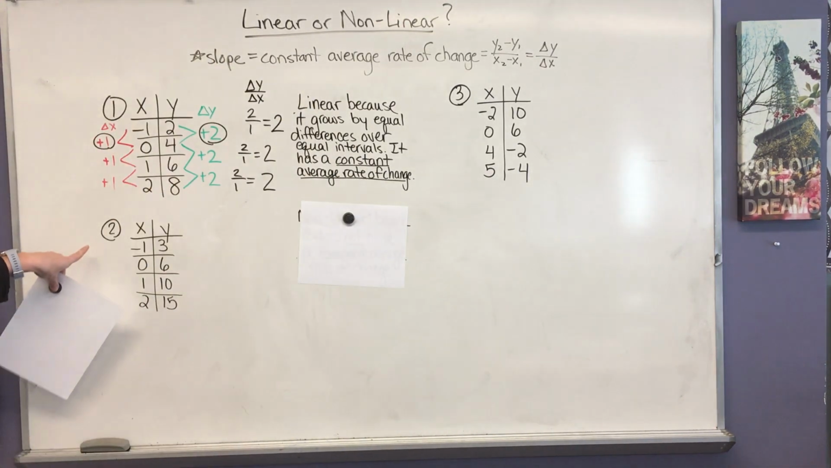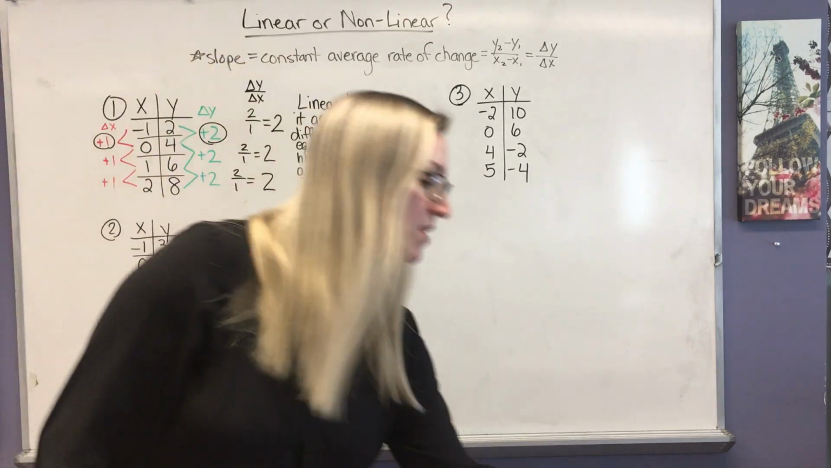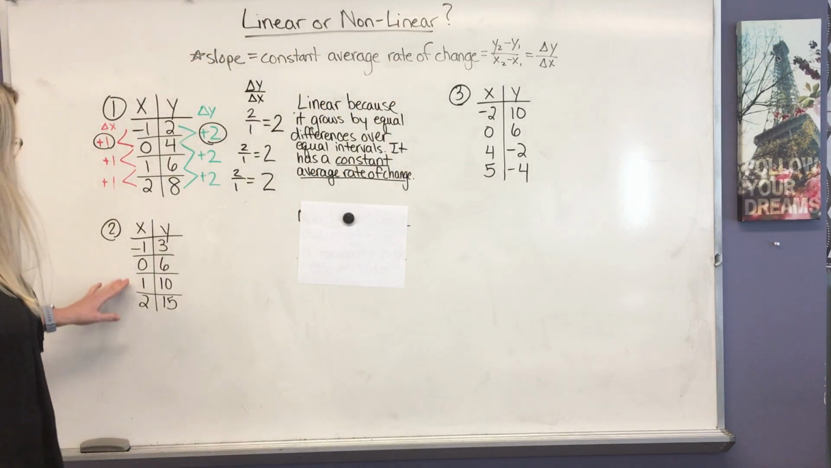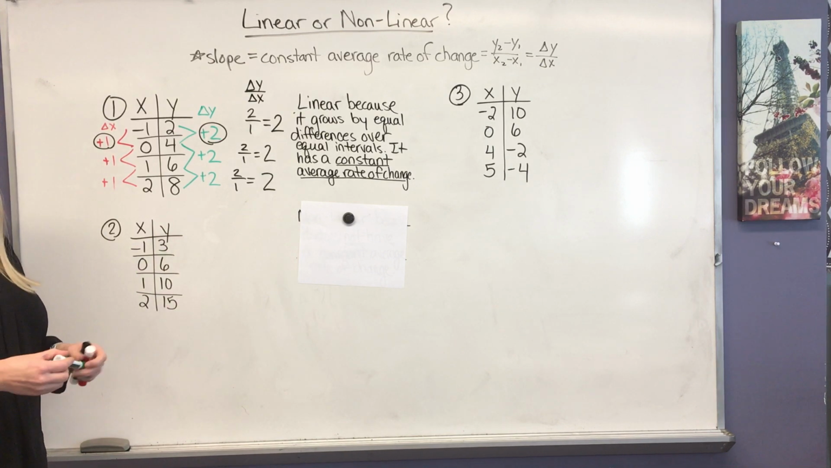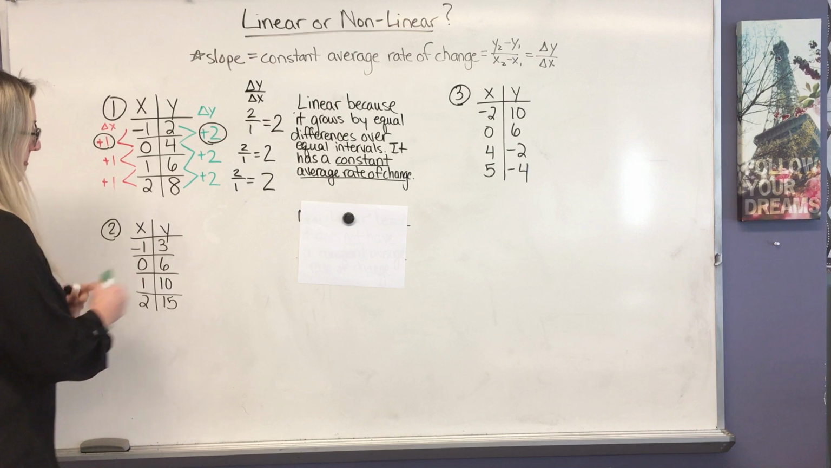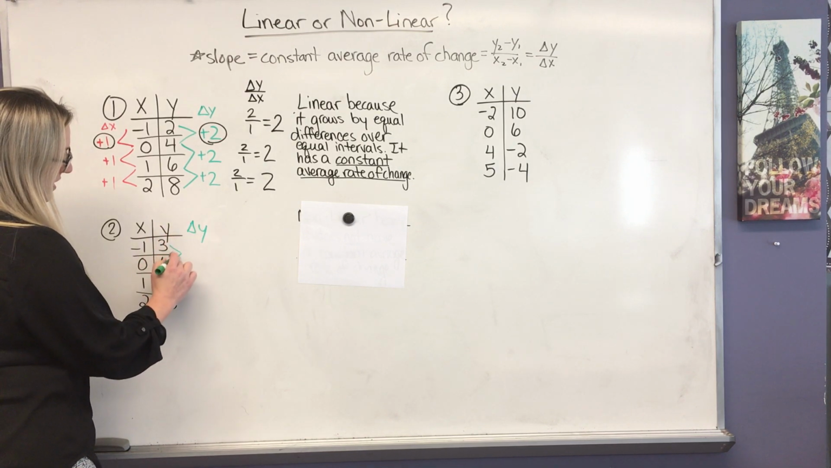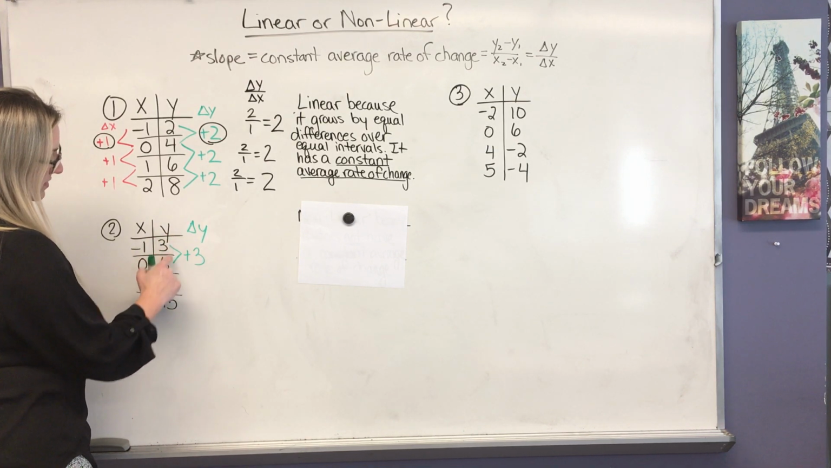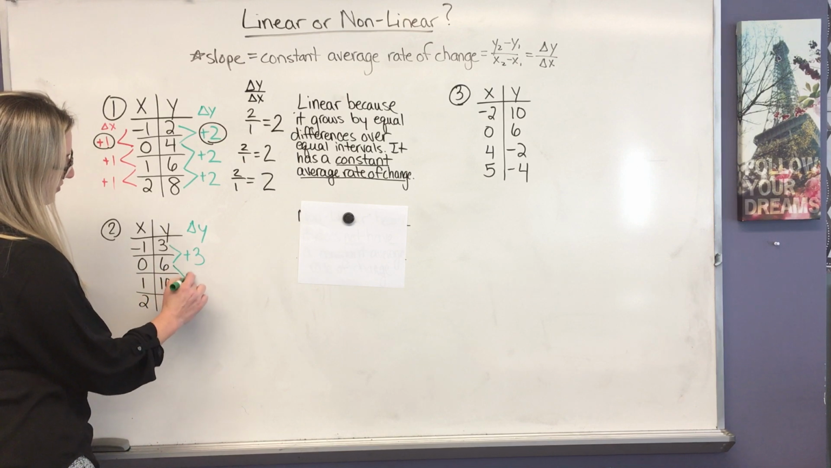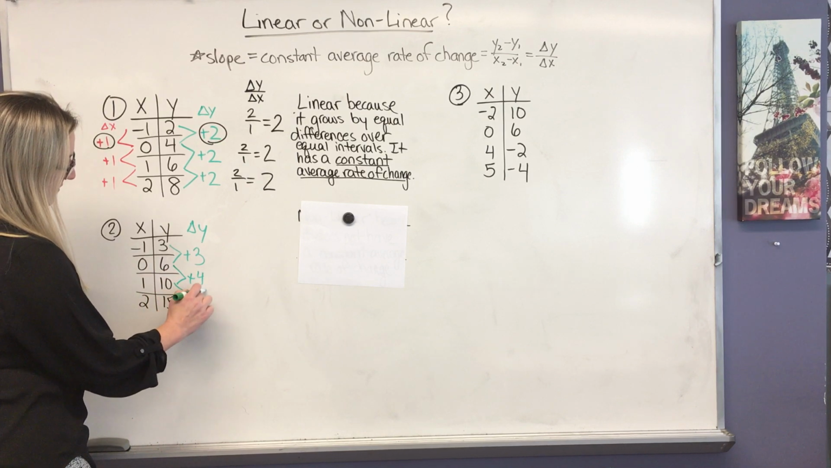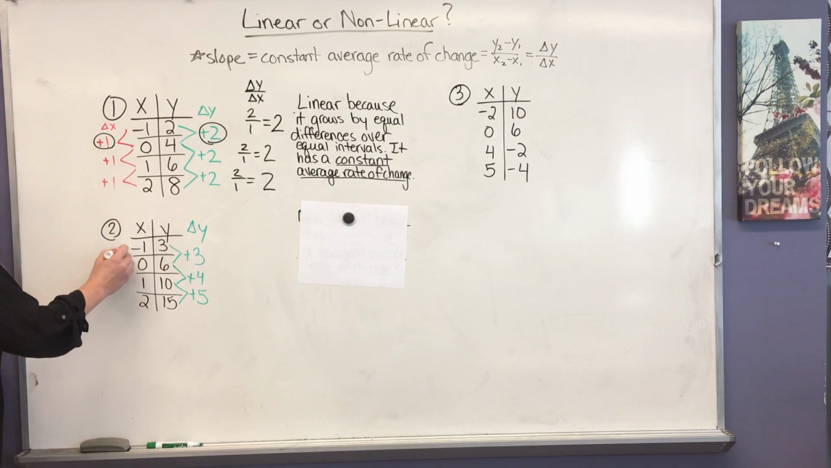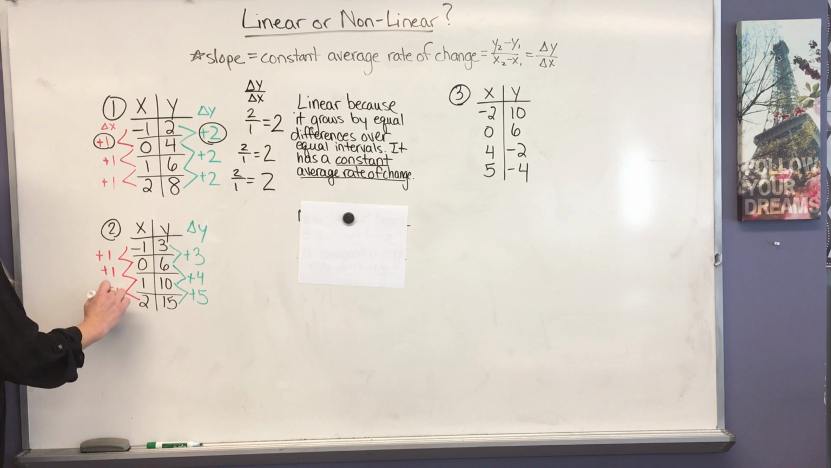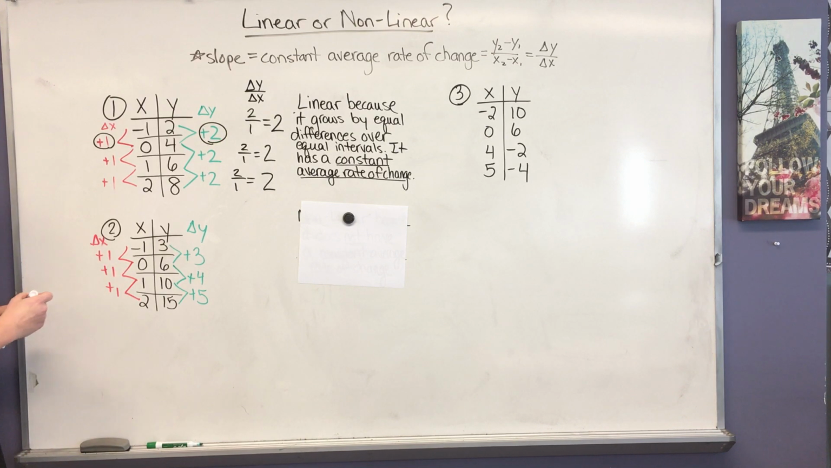So let's take a look at the next example. We have -1, 0, 1, 2, and then 3, 6, 10, 15. So we're going to do the same process. We're going to start with the change in y. So the change in y is +3 from 3 to 6, from 6 to 10 is a +4, and from 10 to 15 is +5. Now we have to work on -1 to 0, 0 to 1, 1 to 2, which are all going up by 1, and that is our change in x.